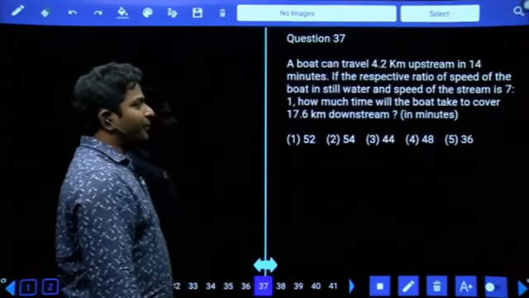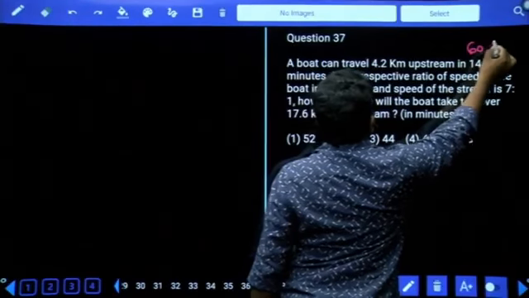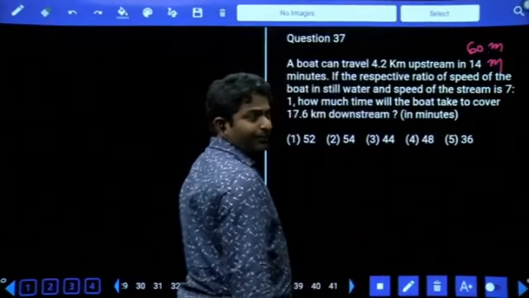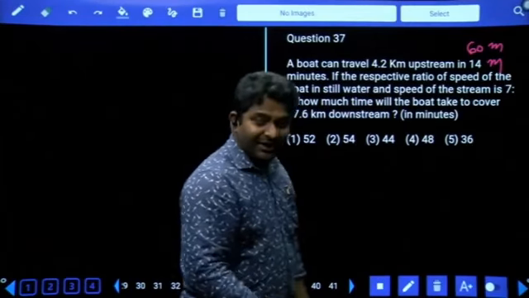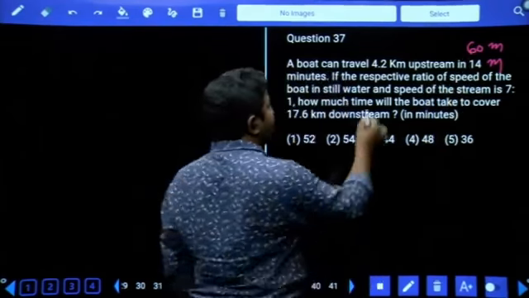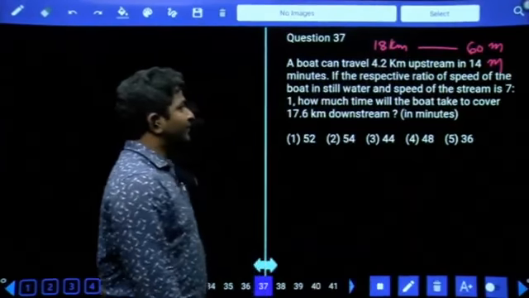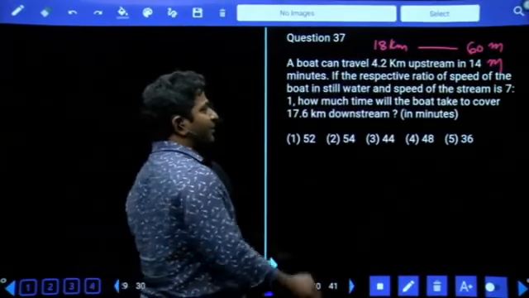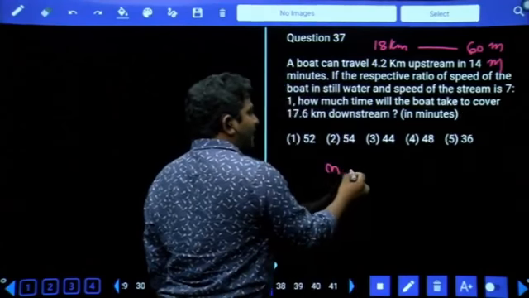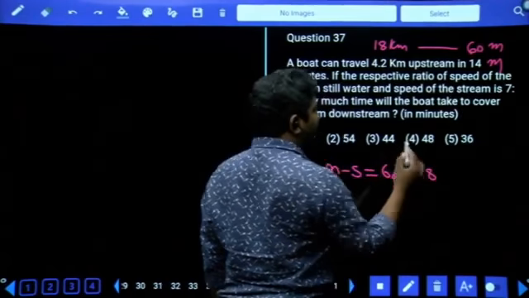A boat can travel 4.2 kilometers upstream in 14 minutes. So in 60 minutes, what would be the distance covered? 14, 3 times 42. As you have 4.2, that will be 0.3 times. 60 is 180, 0.3 times is 18. So 18 kilometers can be covered in 60 minutes. The respective ratio of speed of the boat in still water and the speed of the stream is 7:1. So M minus S is equal to 6 parts, which is equal to 18.